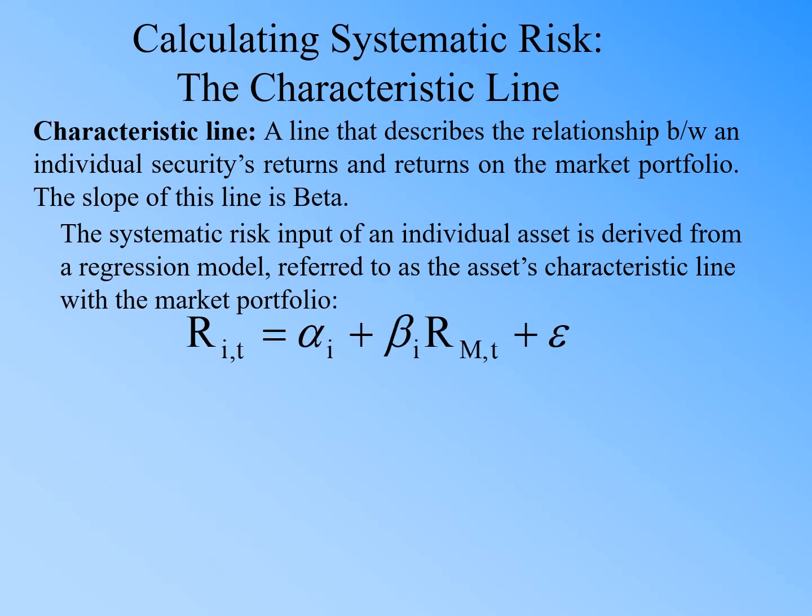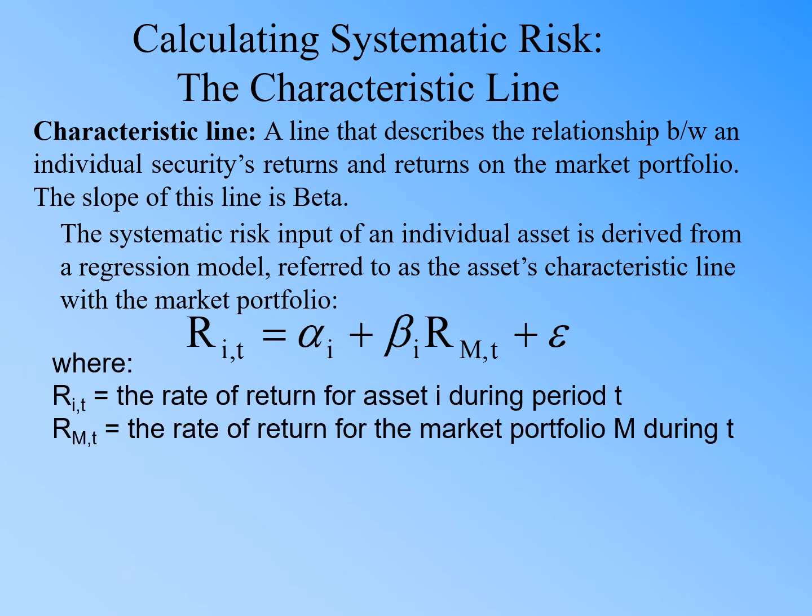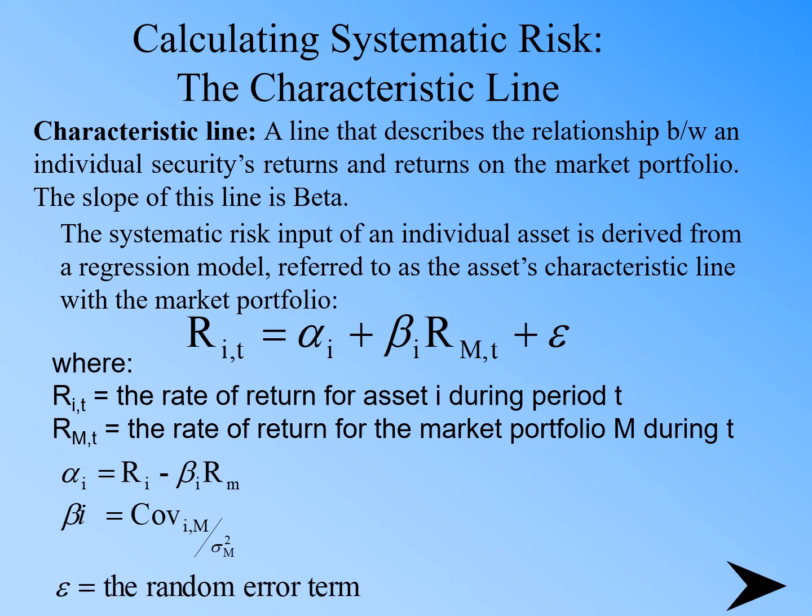This lecture is in continuation of the previous lecture where we have studied the capital asset pricing model. So today first we will discuss the characteristic line and we will see how to calculate the systematic risk by the characteristic line. So first we will discuss what is the characteristic line. It's a line that describes the relationship between an individual security's returns and returns on the market portfolio. The slope of this line is beta, and here beta is the measure of systematic risk.